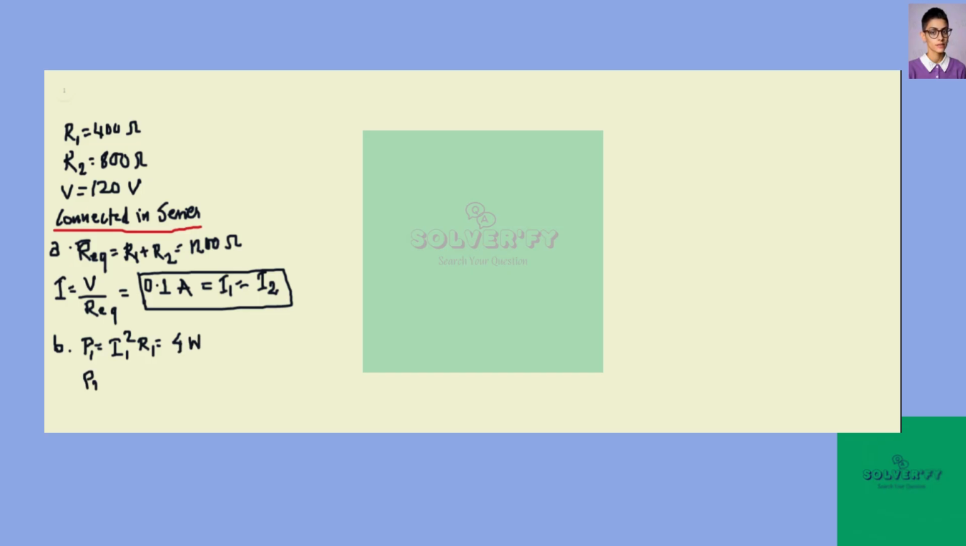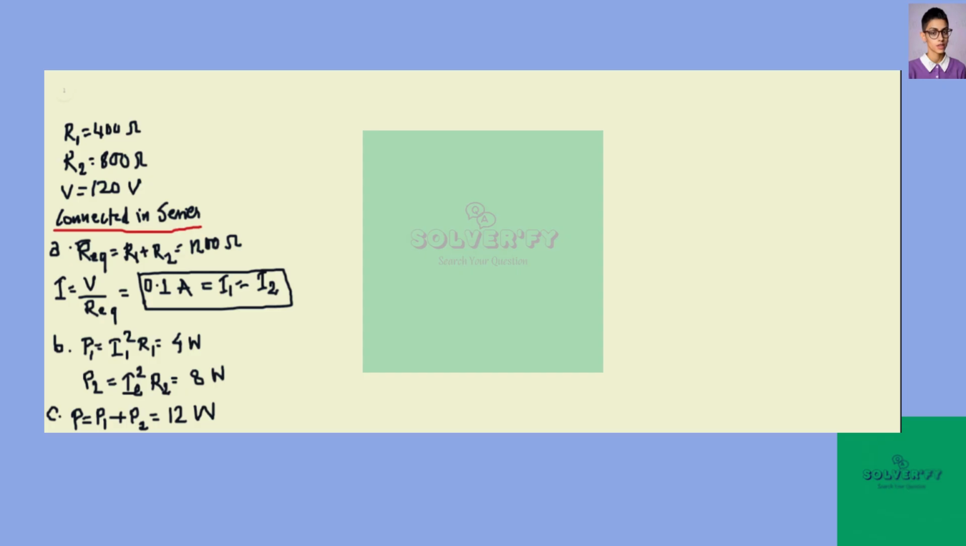And power across 2 is equal to I2 squared R2. Now I2 squared is what? Again the same, 0.1 squared, R2 is 800, so that is 8 watts, right? So we are done with part B of the question. Now the total power, we can calculate this here. The total power P is equal to power from the first bulb plus power from the second bulb, that is equal to 12 watts, right? Okay, so we're done with part C.